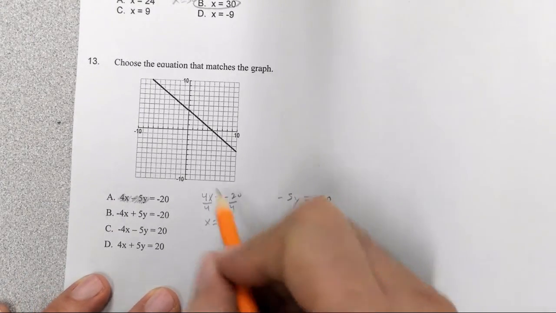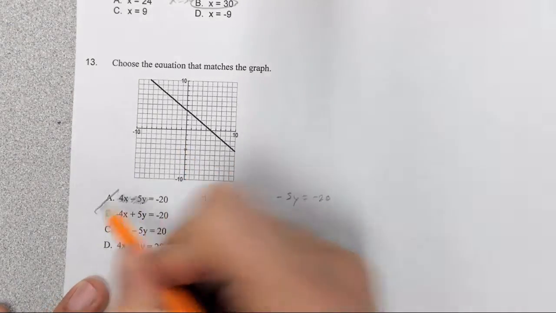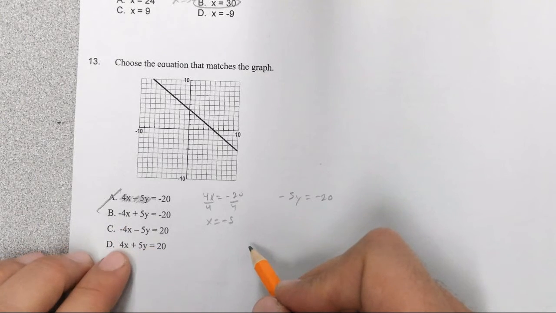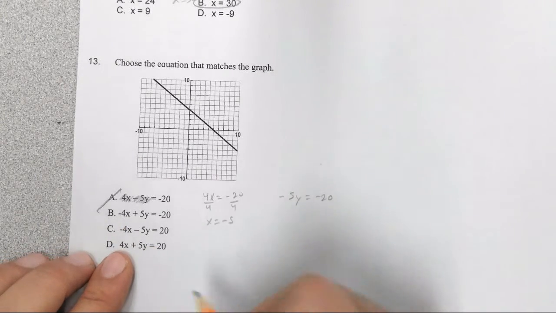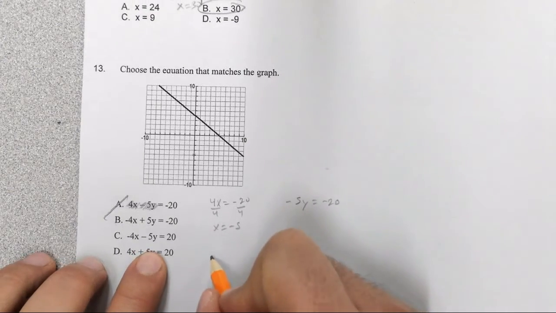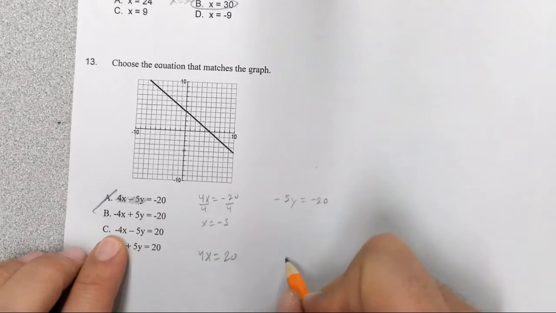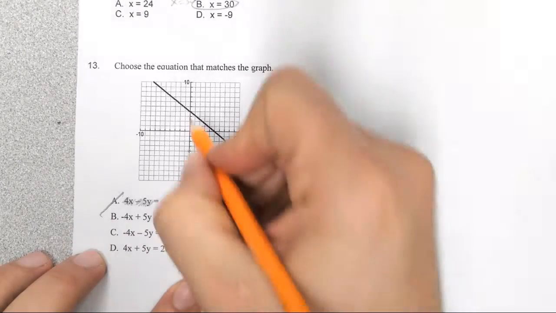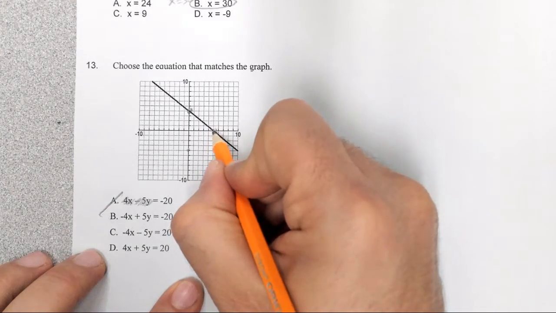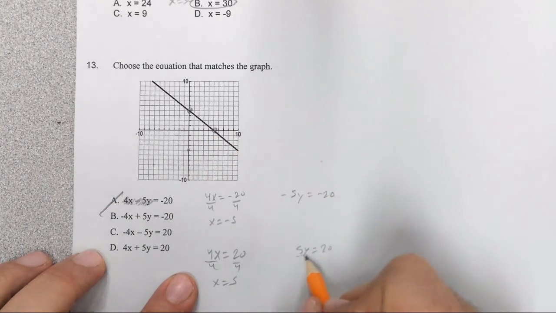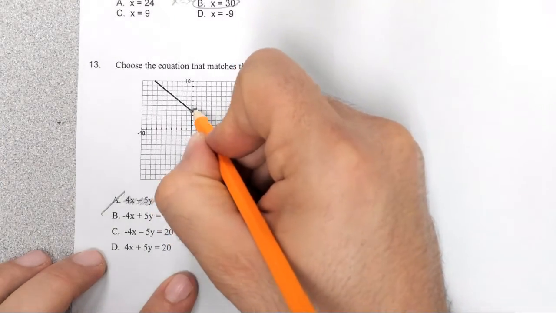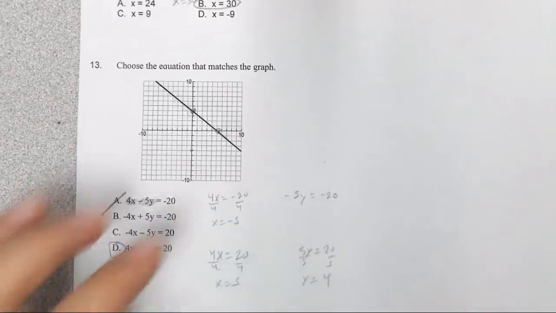This one says the x-intercept is negative 5. That is incorrect. Let's try this one. Hide the y, hide the x. If you divide by 4, x equals positive 5. That is correct. The x is right here, I'm sorry. Positive 5. Divide by 5, divide by 5. Y equals positive 4. Y is positive 4. The answer is D.